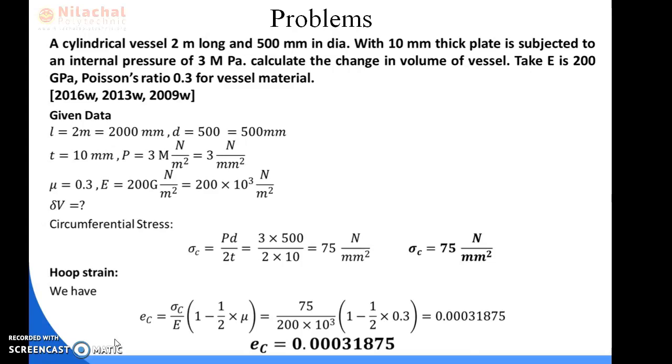First of all, read the question. A cylindrical vessel 2 meter long, 500 mm in diameter with 10 mm thick plate is subjected to an internal pressure of 3 megapascal. Calculate the change in volume of the vessel. Take E is equal to 200 gigapascal. Poisson's ratio is equal to 0.3 for the vessel material.